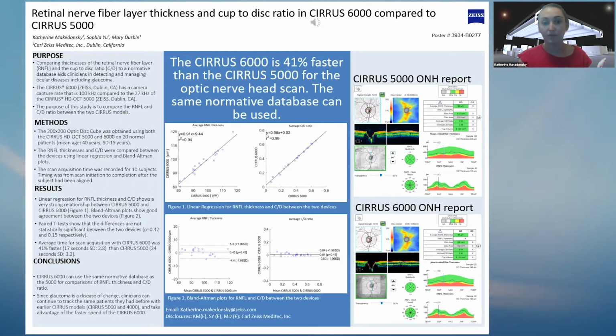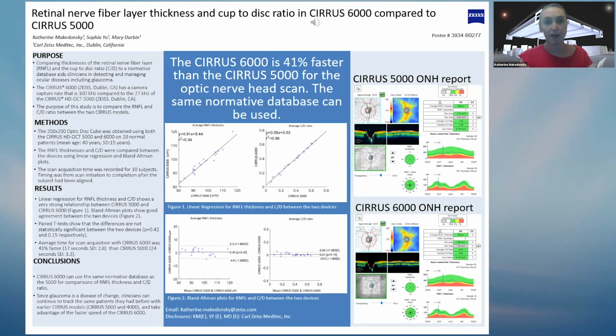And in terms of the reports that you can see over here, this is the same subject that we are evaluating here. And actually the numbers that we're getting for the retinal nerve fiber layer and the cup to disc ratio are virtually similar between the two devices, and pretty much the same here for this patient. This, as a result, concludes that the 6000 can be used on the same patients that the 5000 had been used on, as well as the 4000 in the past, using the same normative database throughout.